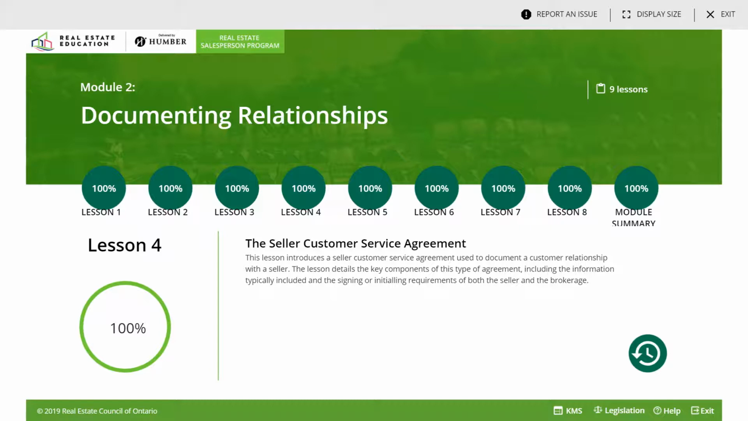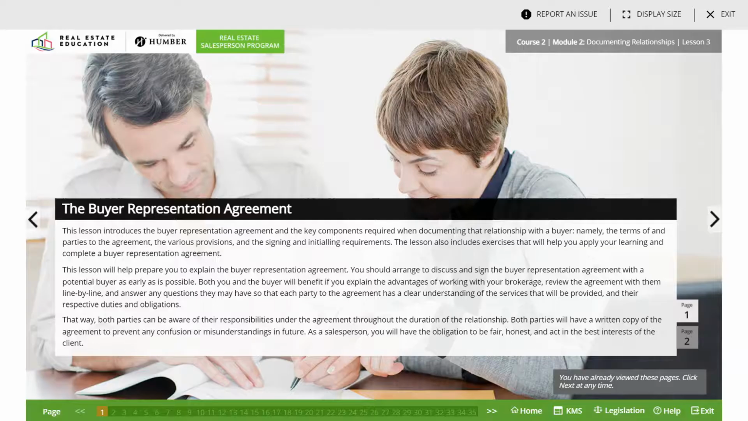We're summarizing Module 2, Course 2, Real Estate Salesperson Program by Humber. I did Lesson 1 and 2 in my previous video. We're going to be doing Lesson 3 and onwards. Basically, Lesson 2 was the seller's representation agreement. Lesson 3 is the buyer's representation agreement. It's almost the same thing, so let's get into it.